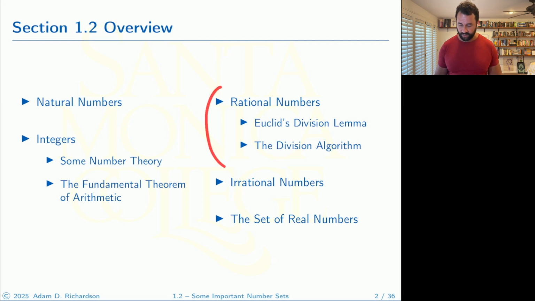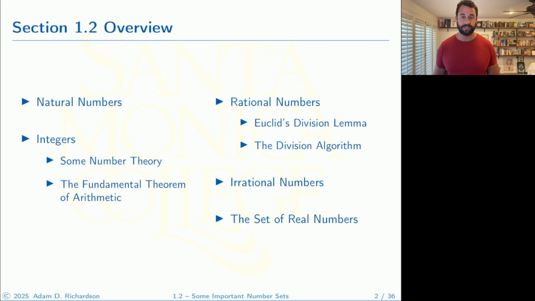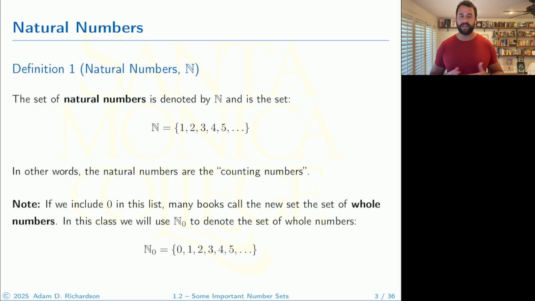Then we're going to talk about rational numbers, and in particular, Euclid's division lemma and the division algorithm. We're going to go over the division algorithm because we will see that again throughout the course, and we're going to use it in meaningful ways. Then we'll talk about irrational numbers, and finally, just the set of real numbers. All right? Okay, so let's start with the natural numbers.